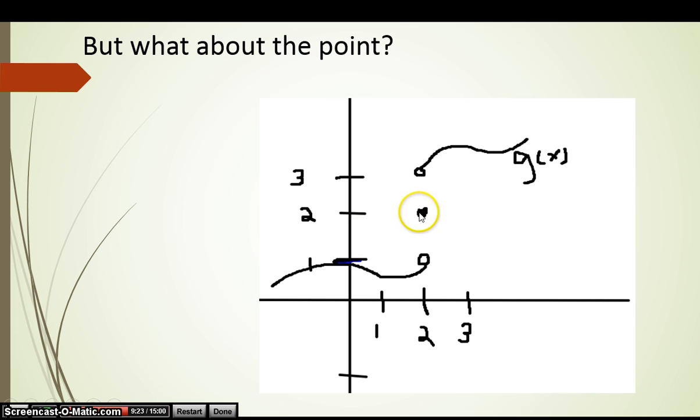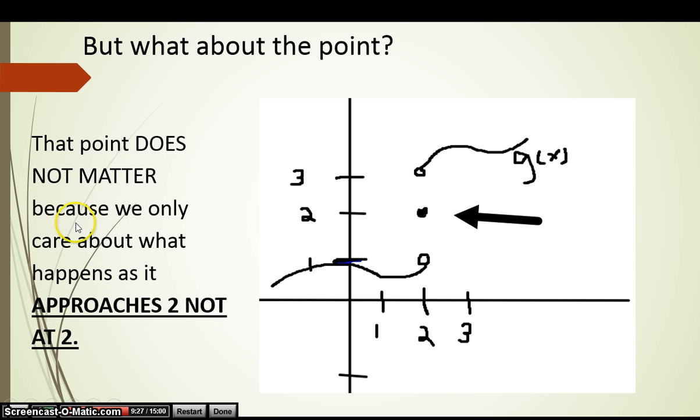That point again, so we can describe it. What about that point? That point does not matter when we're finding limits because we only care about what happens as it approaches 2, not at 2. What happens as it approaches 2 on the x? We don't care what happens exactly at the number 2. At exactly number 2, the answer would be 2. All right?